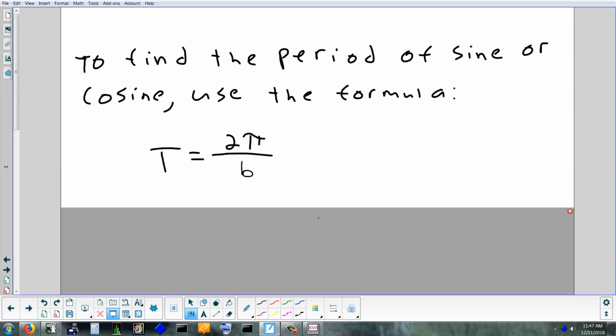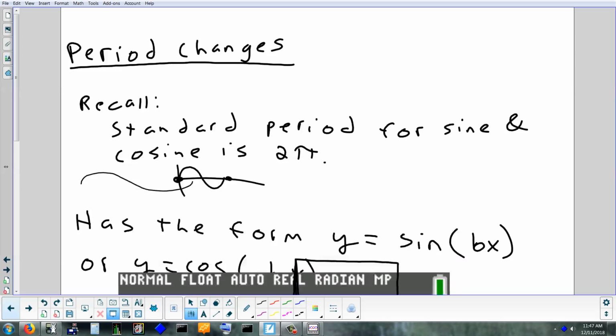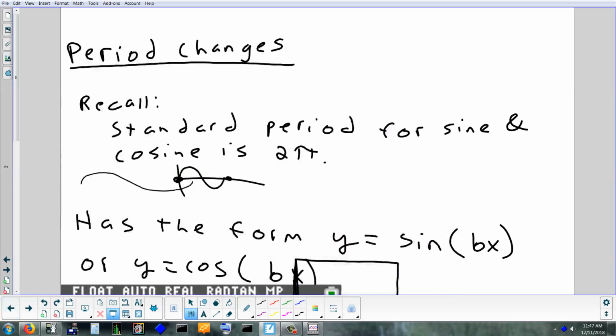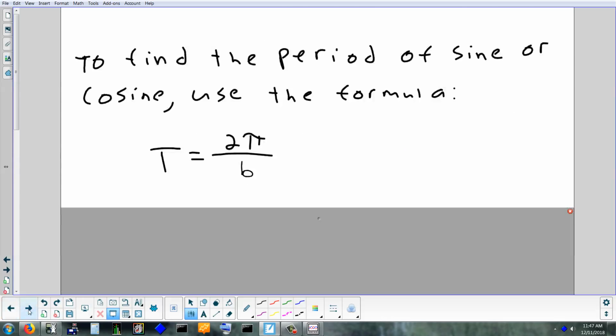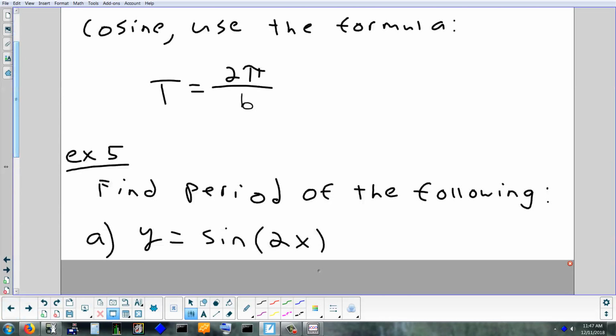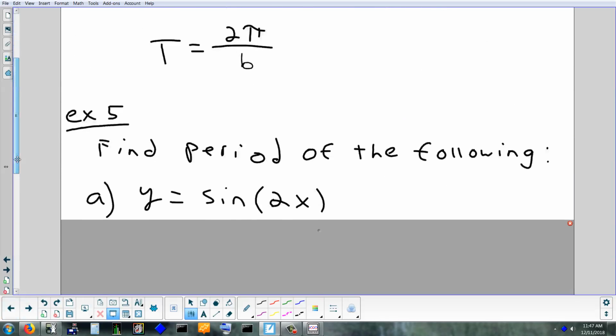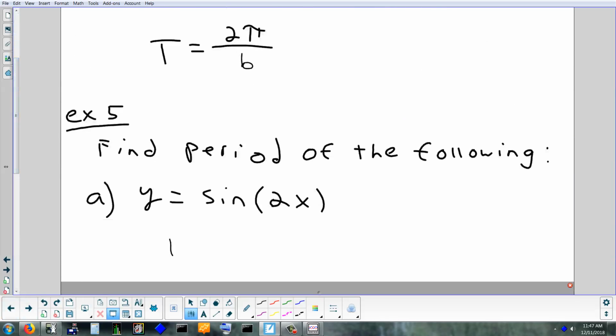To find the new period of a sine or a cosine function, you take the original period and you divide by b. B is the number right here. B is the number in front of x. Okay, so let's look at some examples that are not graphing, just finding the period. Okay, so set it up.